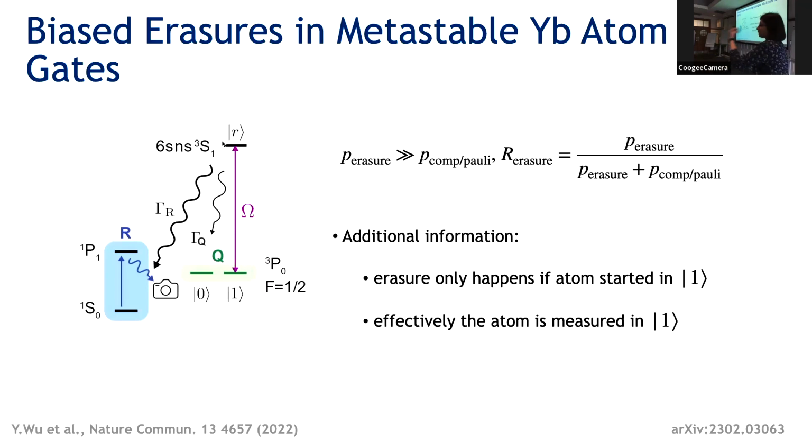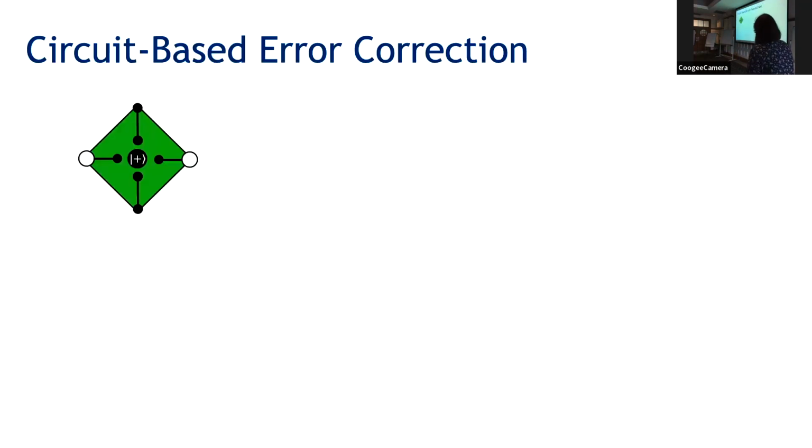So we want to use this additional information, this information about biased erasures, again now. Erasures happen only when I started from the one state, not when I started in the zero state. I want to use this information to further improve my error correction. So the first thing we did was go back and look at the circuit-based approach.